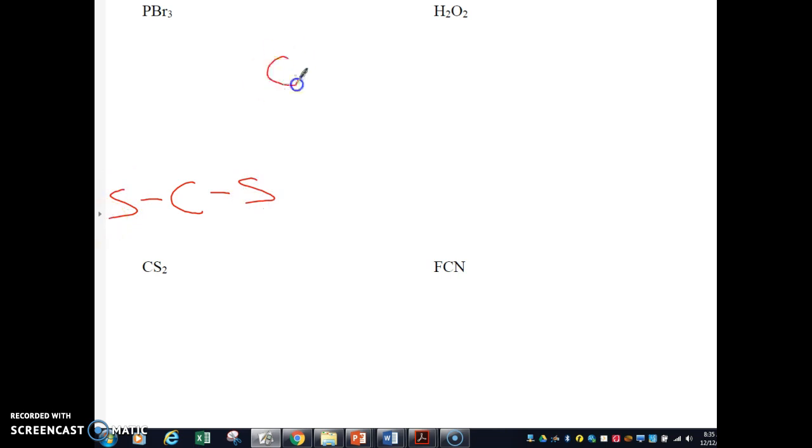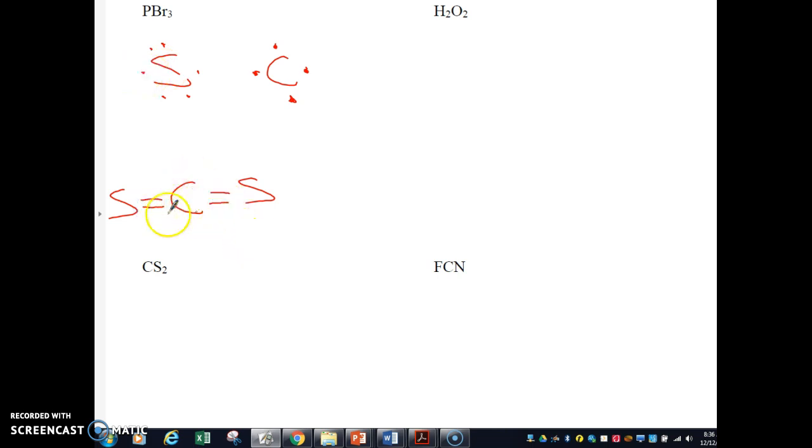Carbon tends to make 4 bonds, right? Because you can think about it as looking like this. It has these 4 valence electrons, and they're available for sharing. And the sulfurs have 6 valence electrons, and because these 2 are available for sharing, it would form 2 bonds. So what happens here is you would make a double bond.